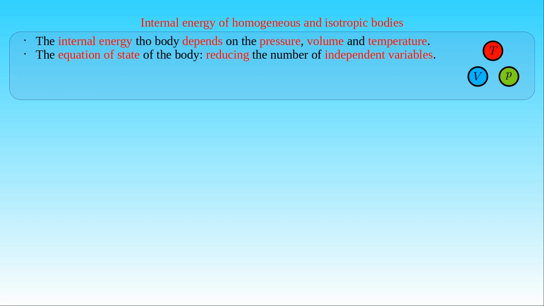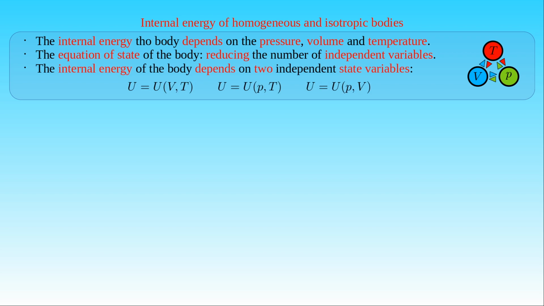We can write the pressure as a function of the volume and the temperature of the body, we can express its volume in terms of the pressure exerted on it and its temperature, or we can give the temperature of the body as a function of the pressure and its volume. As a result, the internal energy of the body, which is a state function, depends on only two independent state variables. In other words, the internal energy U can be expressed as a unique function of the volume V and the temperature T, the pressure P and the temperature T, or the pressure P and the volume V.